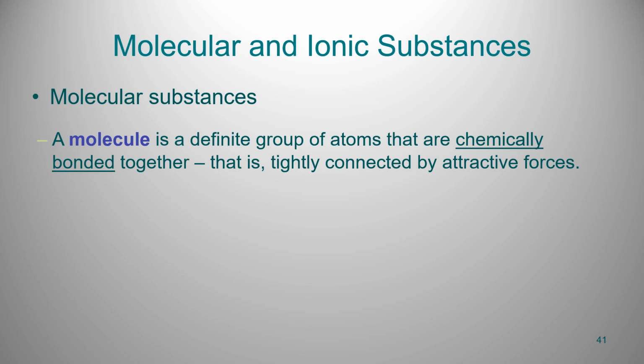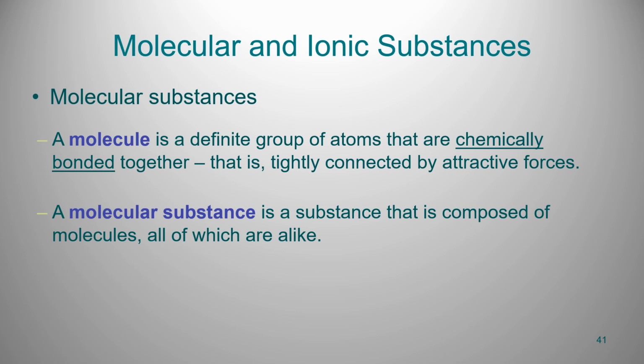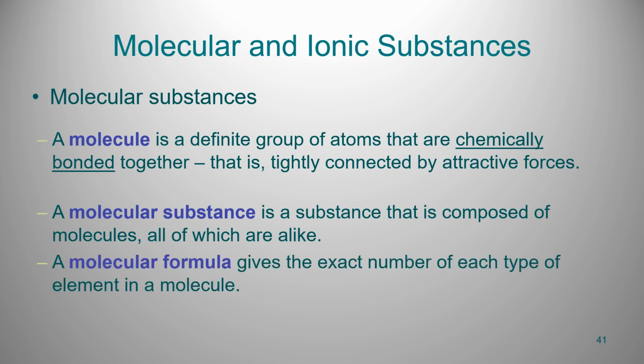It's unfortunate you kind of have to know certain things to learn chemistry, but then we don't explain it totally till later on. But everything will get explained in time. You just kind of have to know a few certain things right now. So a compound is generally a molecule. So a molecular substance is a substance composed of molecules, which are all alike. The molecular formula then gives the exact number of each type of element in the molecule.